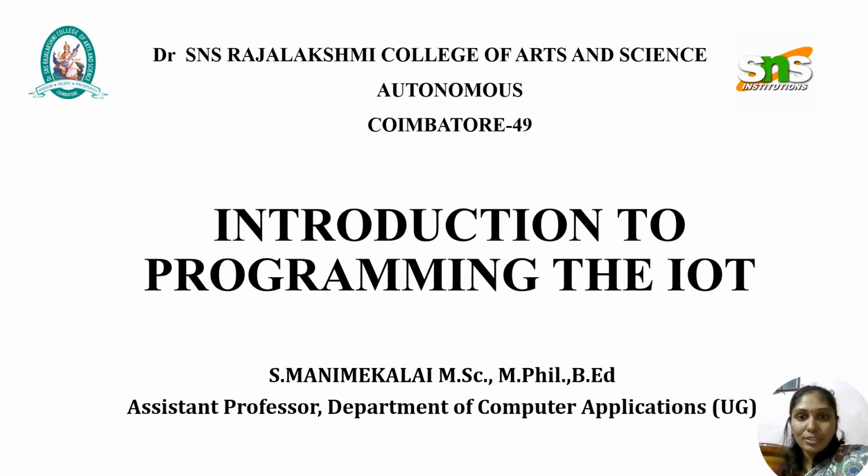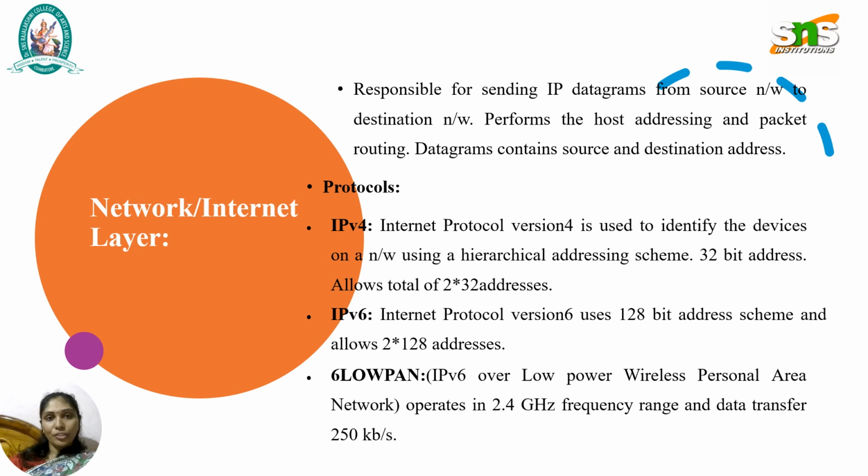Today we are going to discuss Introduction to Programming the IoT. While continuing the data link layer, the next one is the network layer. So what is the network layer? It is responsible for sending IP datagrams from the source network to the destination network. That means it performs host addressing and packet routing. What is a datagram? It contains the source and destination address. So in the network layer, it just contains the source and destination address.